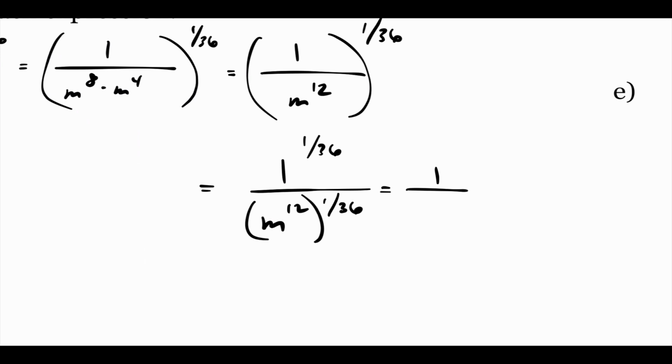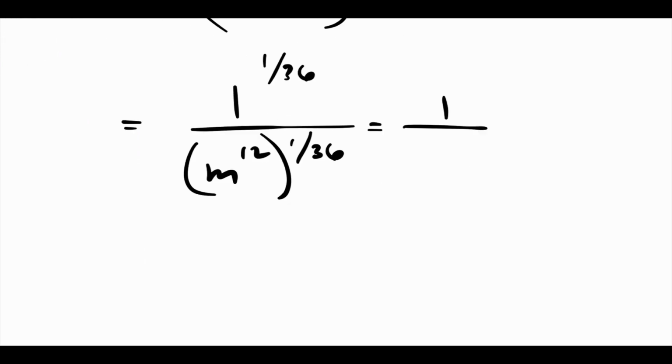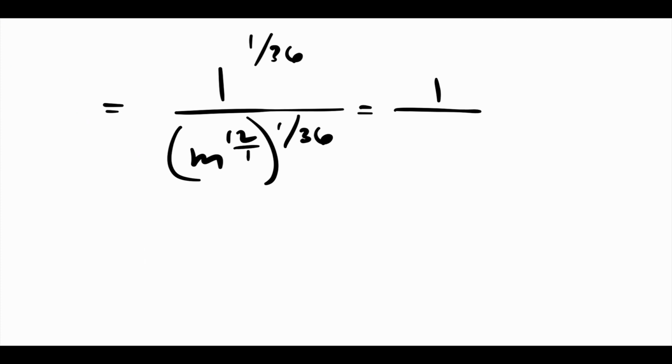Now, what do I do with the powers here? Add, subtract, multiply, or divide. Multiply. I got a power to a power. That's multiply. Tops, 12 times 1, positive 12 over 36. Reduce, I can divide them both by 12. So I get 1/3. Done.